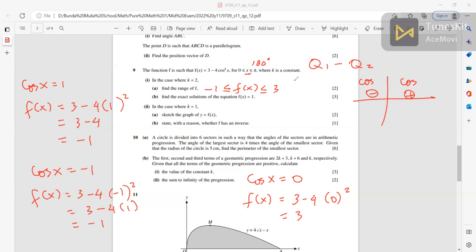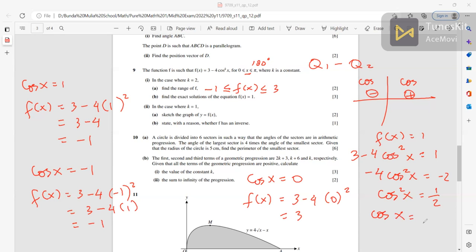Find the exact solution of the equation f(x) equals to 1. So for part b, f(x) equals to 1. We change it to 3 minus 4 cos squared x equals to 1, since k is 2. I move 3 to the right side, so minus 4 cos squared x equals to minus 2. I divide by minus 4, so cos squared x equals to 1 over 2. So I have cos x equals to plus minus square root of 1 over 2.